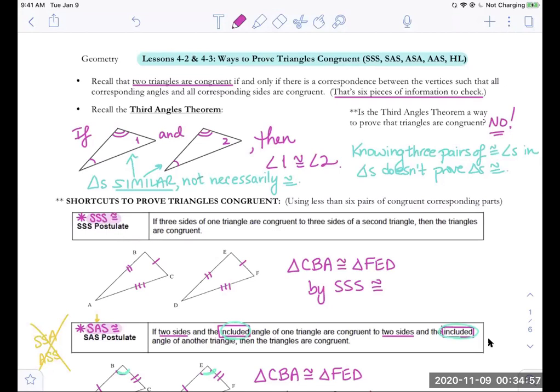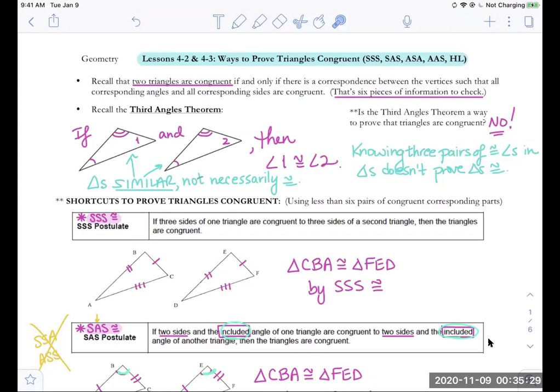This is lessons 4.2 and 4.3, ways to prove triangles congruent. So these are shortcut ways that you can use only for triangles. From the last lesson, remember that two triangles are congruent if and only if there is a correspondence between the vertices such that all corresponding angles and all corresponding sides are congruent. That means you're checking 6 pieces of information: 3 pairs of sides that have to be congruent and 3 pairs of angles that have to be congruent.